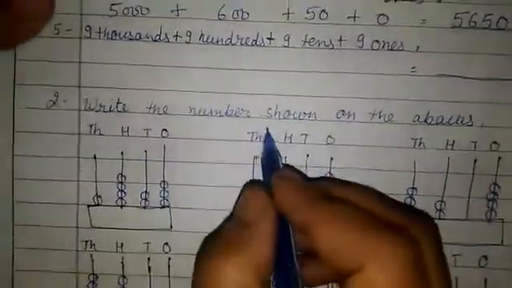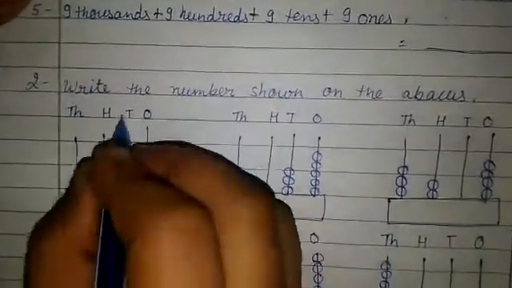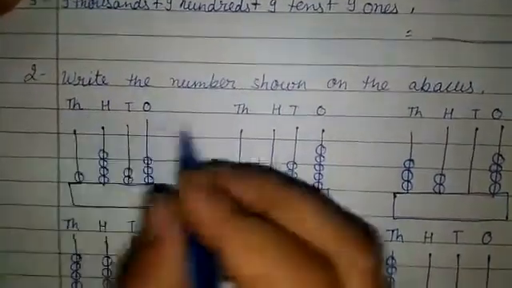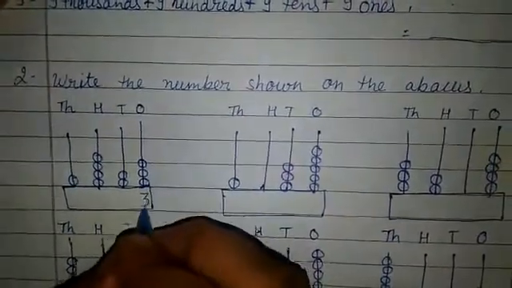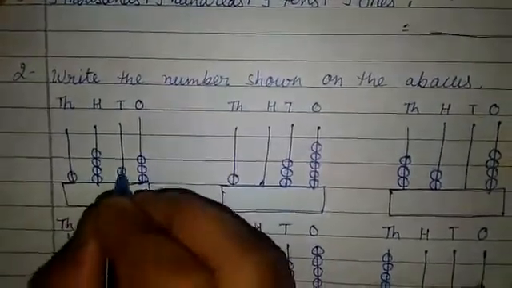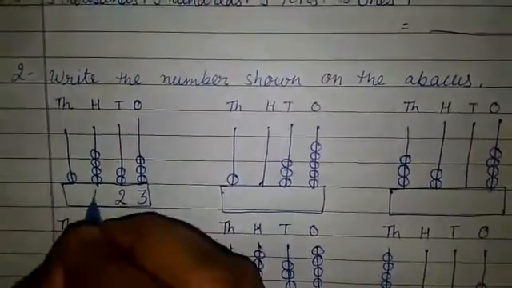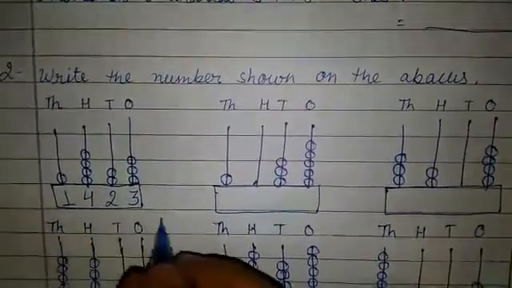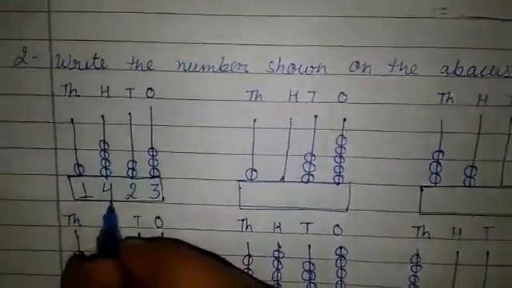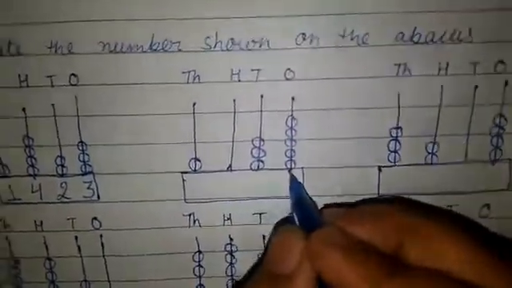Yes, write the number shown on an abacus. Here ones, tens, hundreds, thousands. In ones place, how many beads? 1, 2, 3. You mention here 3. Tens place 1, 2, 2. Hundreds place 1, 2, 3, 4. You write here 4. And thousands place 1. The number is 1,423.